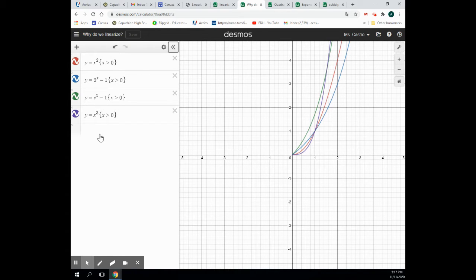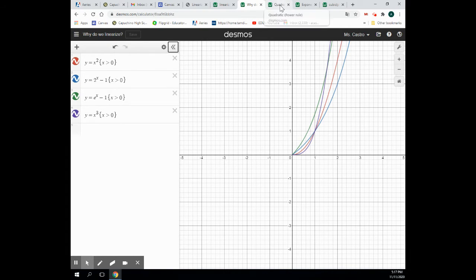Okay, so if you had data that roughly followed one of these curves, how would you know which one it was? Well, you could sort of just guess and check, but there is a precise way of figuring it out. So that's why we linearize. So I am going to show you what happens when you take different functions and you try and linearize them like we did in our assignment in class.